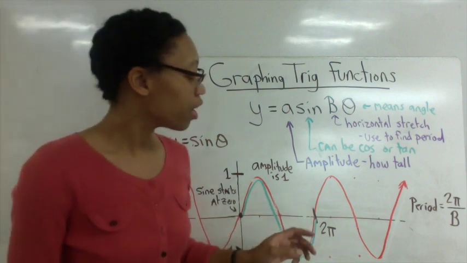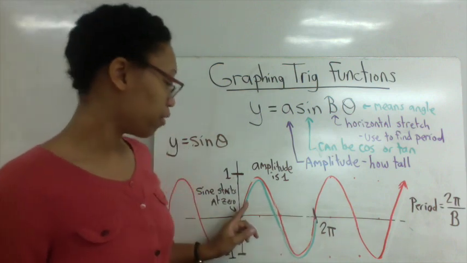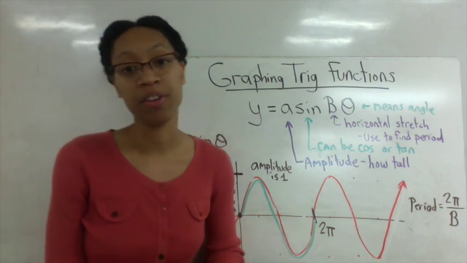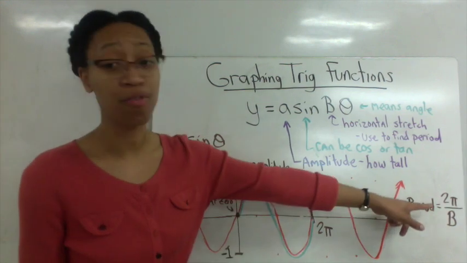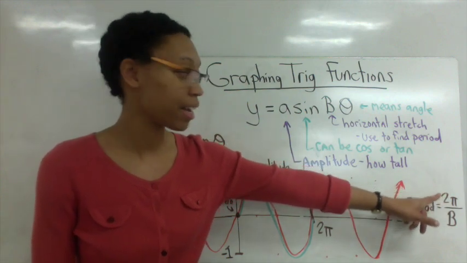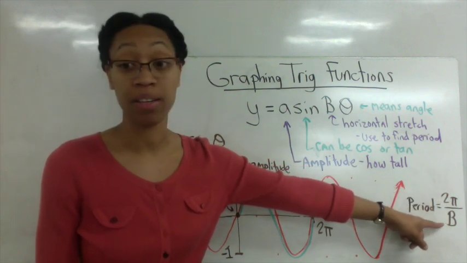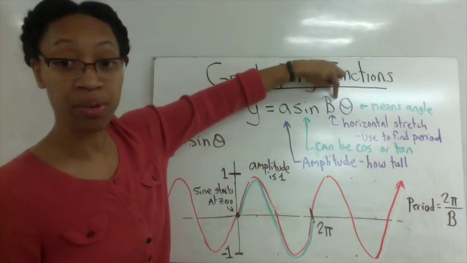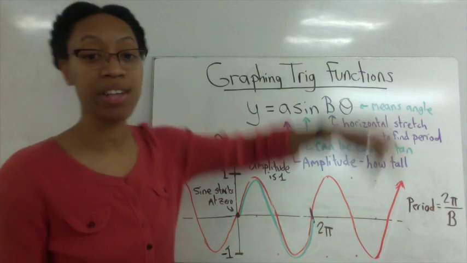Now, in general, the period for a sine function is 2 pi. But if you're not given the period and you want to find it, the formula for period is, for sine and for cosine, 2 pi over b. So 2 pi divided by whatever value you take from this function will tell us the period.